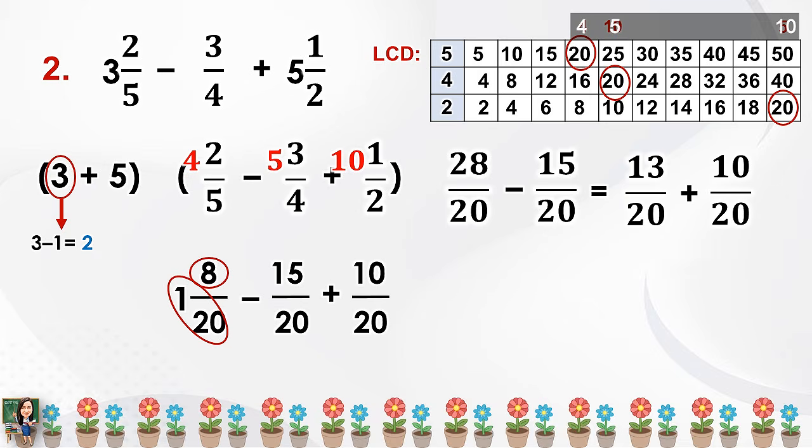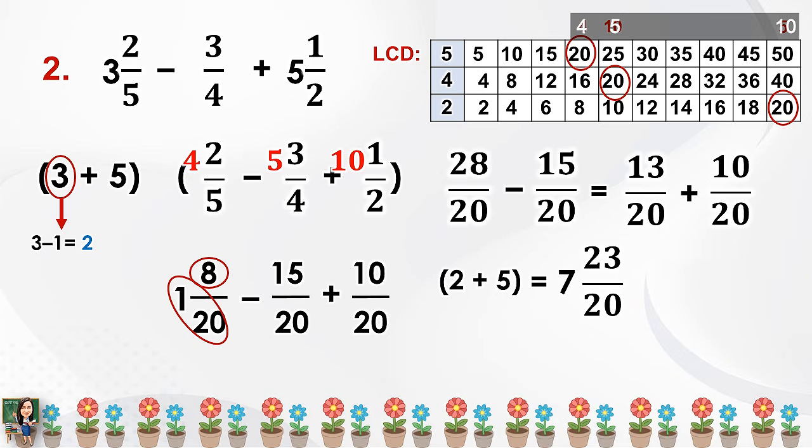Then add the third fraction. First, let's add the whole number. 2 plus 5 equals 7. 13 plus 10 equals 23. Then copy the common denominator 20. So the answer is 7 and 23 over 20.